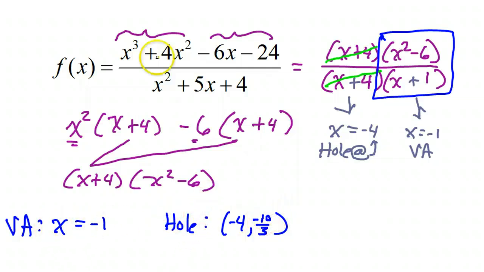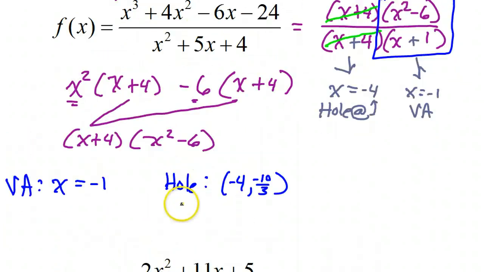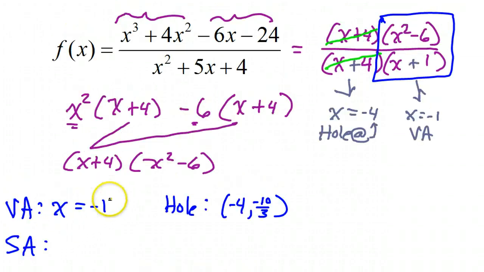Now what about the horizontal asymptote or slant asymptote? Well, there will be no horizontal asymptote because the top degree is higher. But because the top degree is exactly 1 higher, that tells me that there will be a slant asymptote. So I'm going to get ready for that. How do I find the slant asymptote? Long division is how I find it.